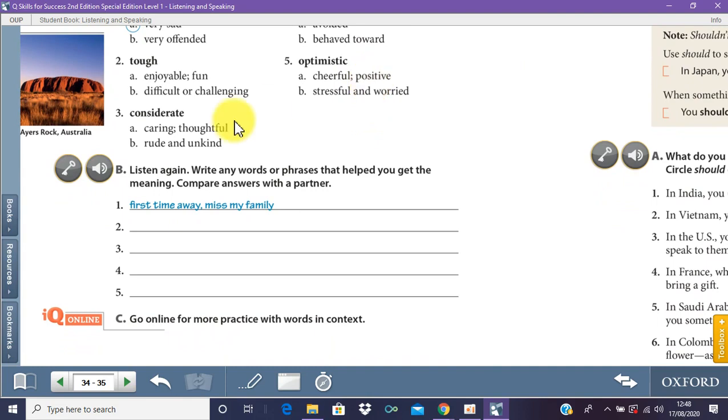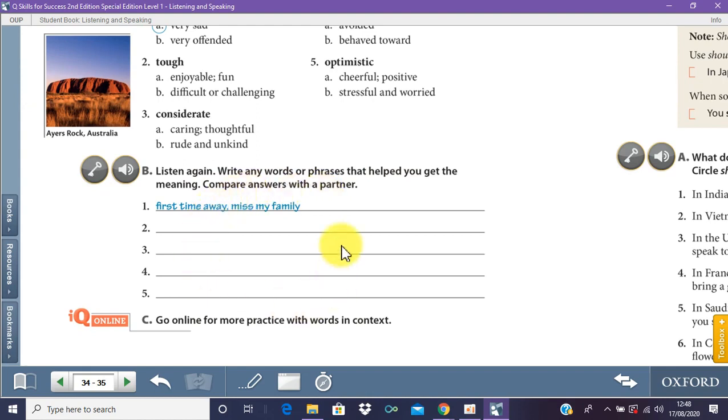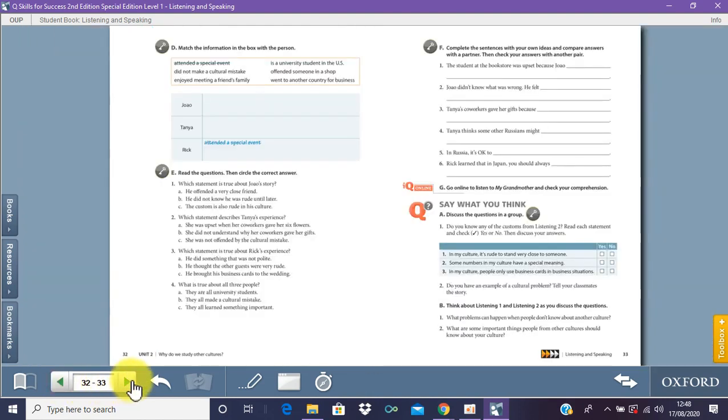And that's it. Now, you can listen to it again and write any words or phrases that will help the meaning. Compare the answer with a partner. If you want, you can do this. You don't have to do it, okay? And that's it. That's done, okay?